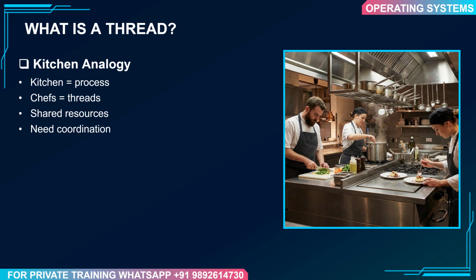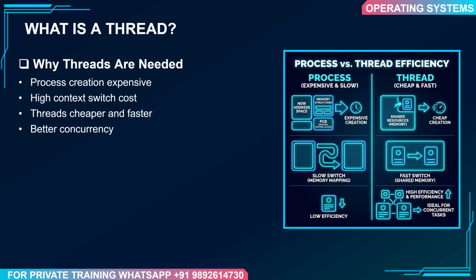Because they share the same space, they must coordinate properly, or else they might bump into each other or use the same ingredient at the same time. That coordination problem is exactly what we deal with in multithreading later. Now, you might wonder, why do we even need threads when we already have processes? The answer lies in efficiency and performance. Creating a new process is expensive.